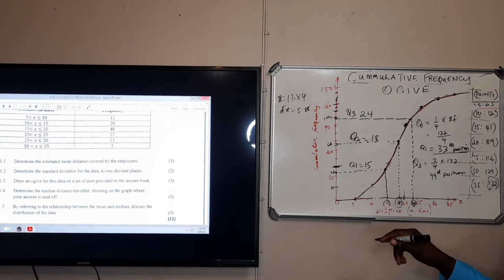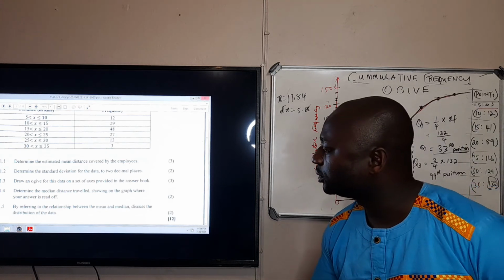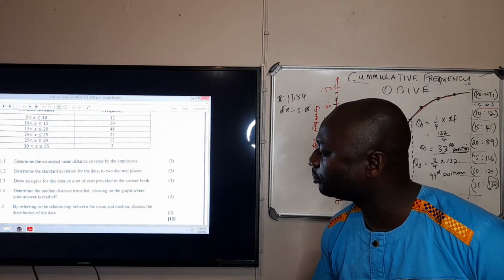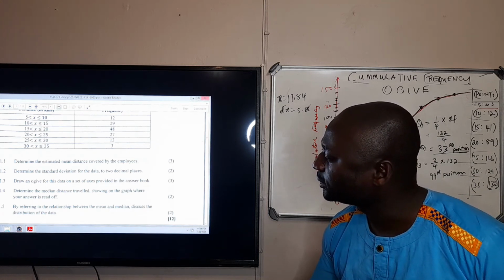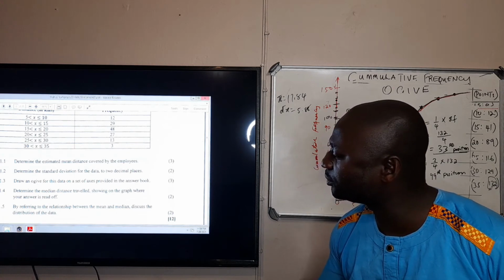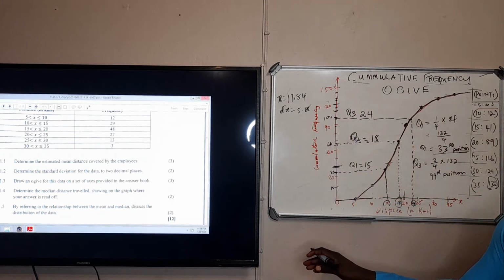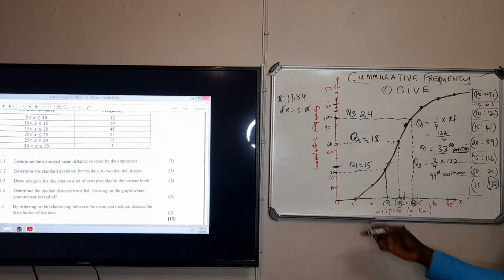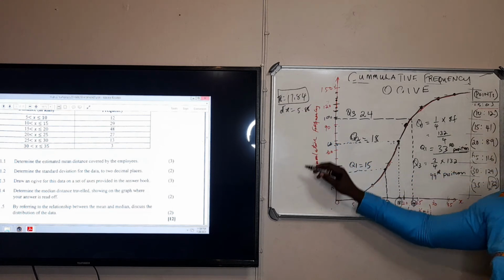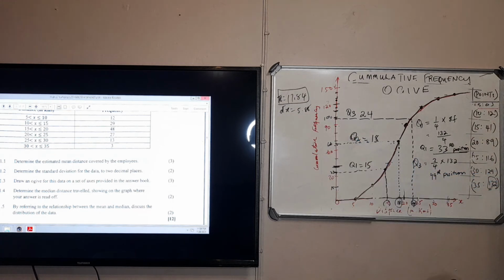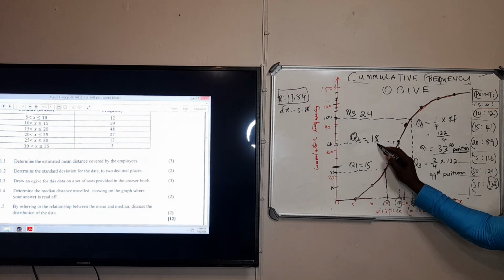Now the last question the examiner posed, according to Limpopo 2016, paper 2. It says, by referring to the relationship between the mean and the median, discuss the distribution of the data. That's why I said let's keep our mean. Our mean is 17,84. Our median is what?